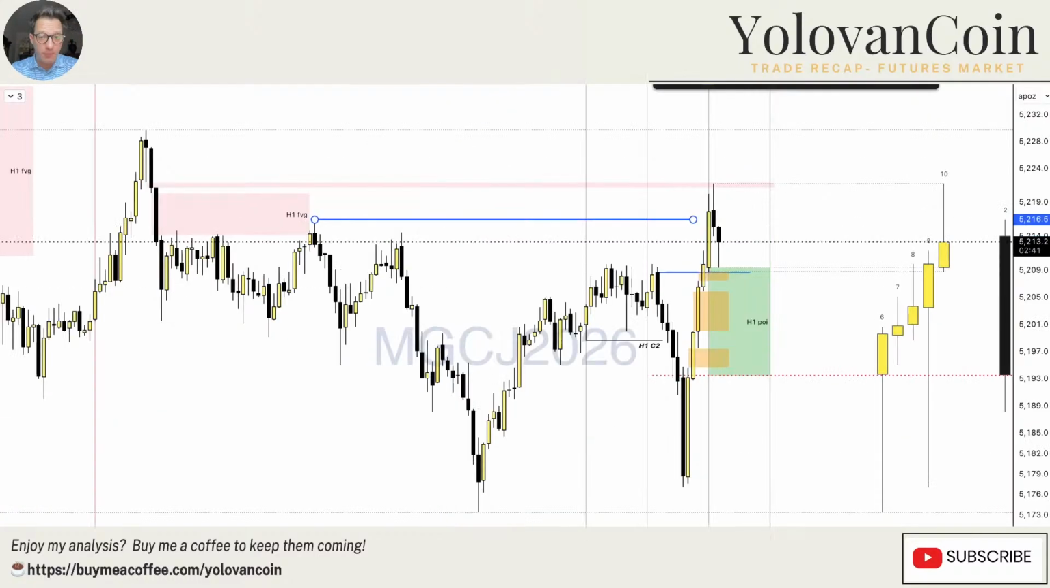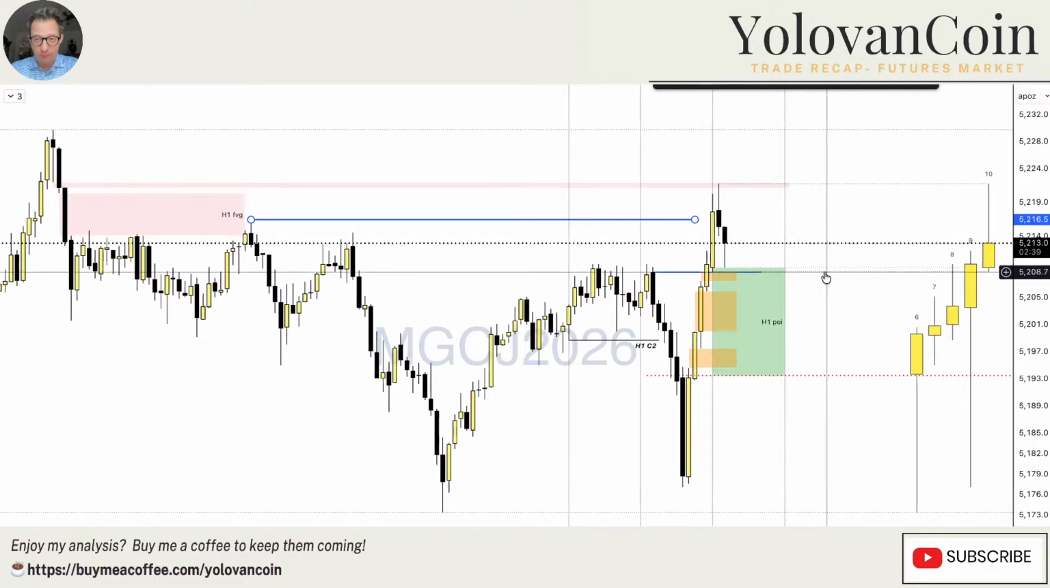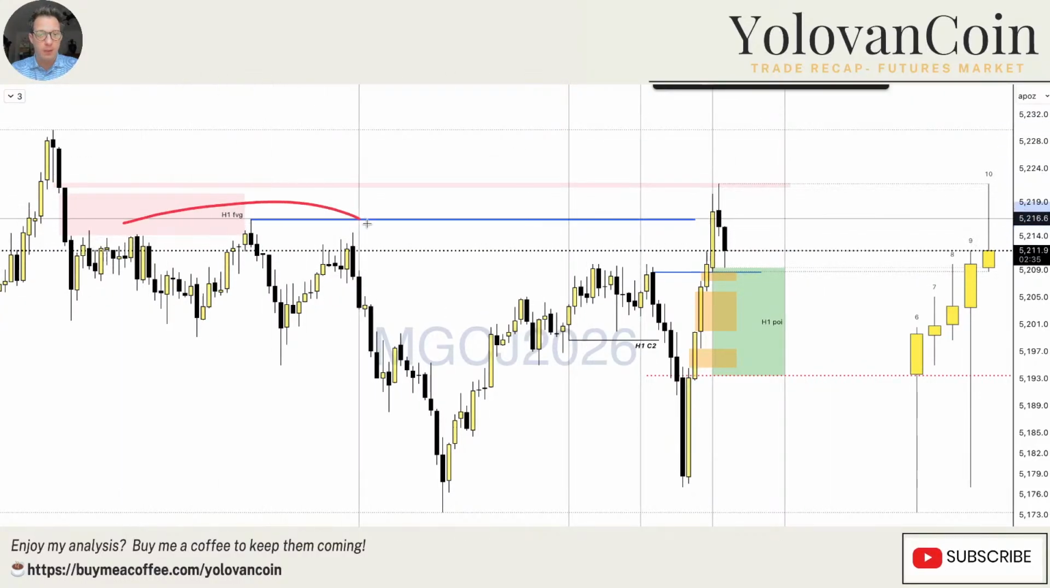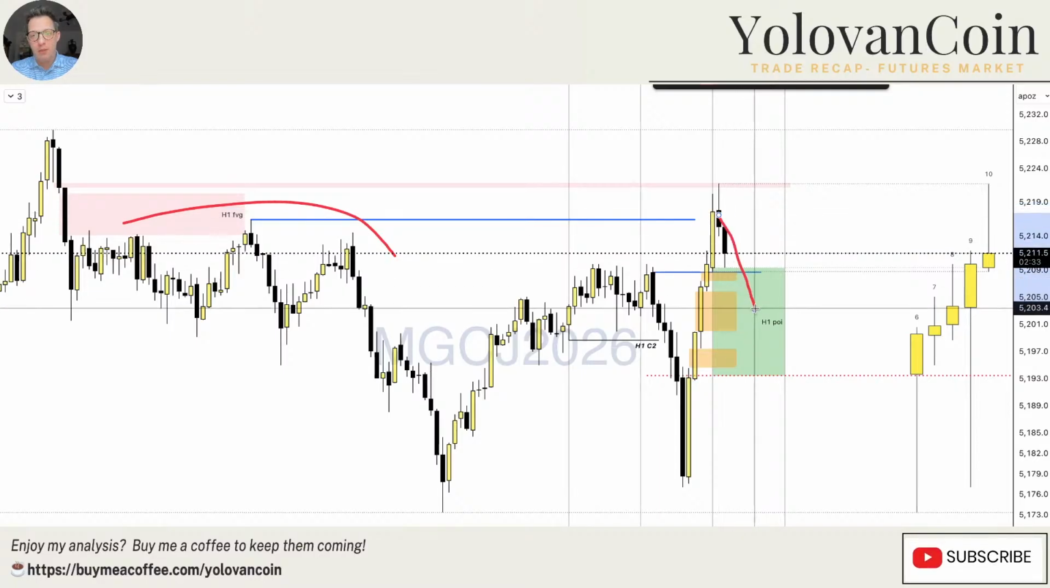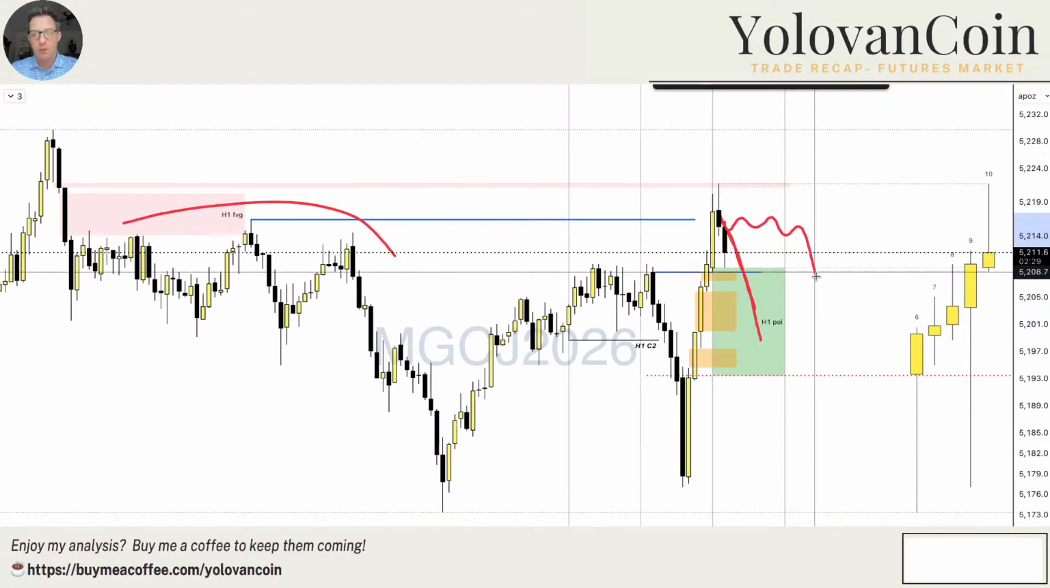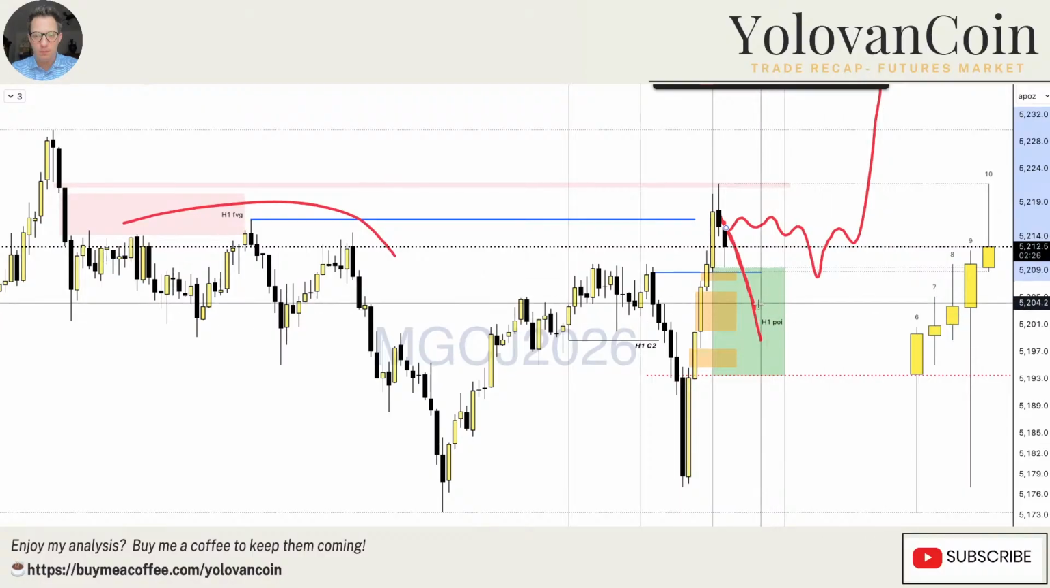Well, let's see gold. Because we took out the short-term high here, we can have a retrace, a V-shaped reaction, or a continuation, right?